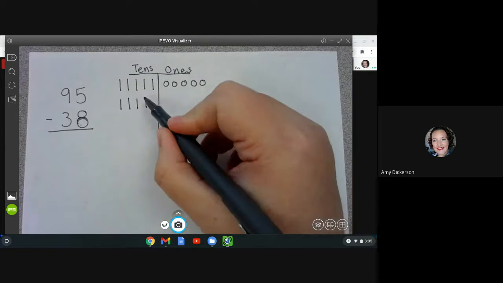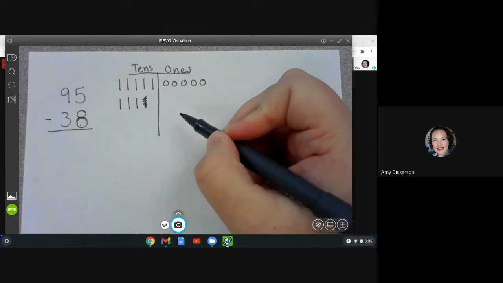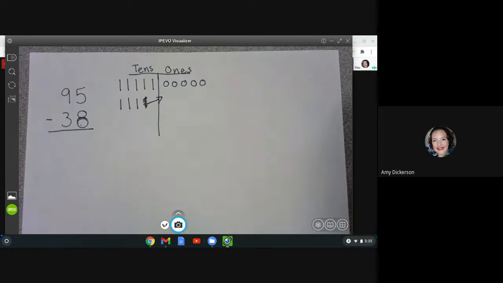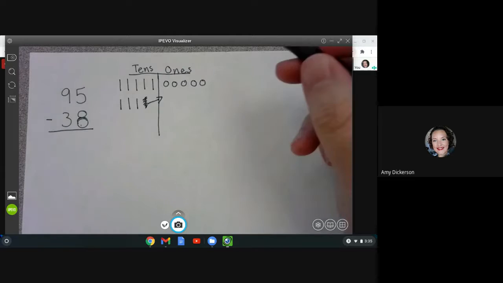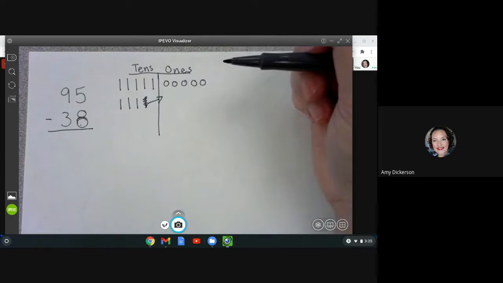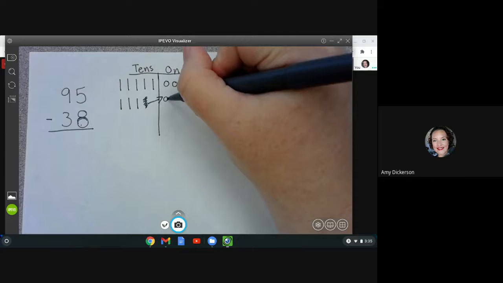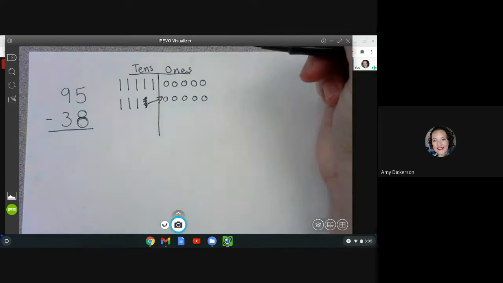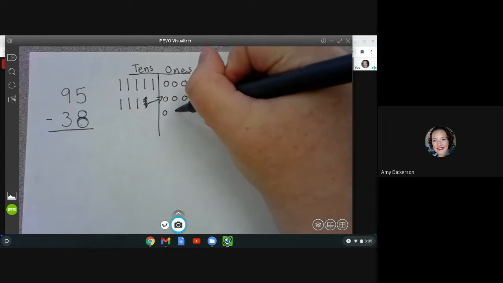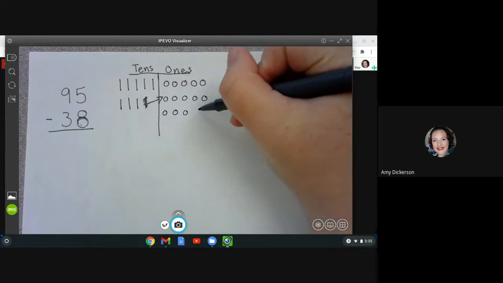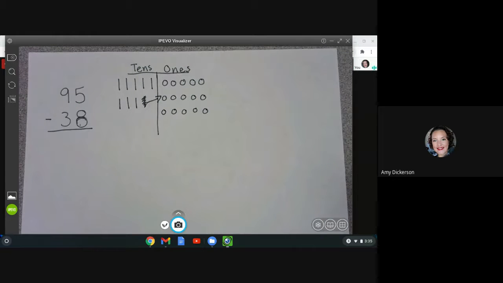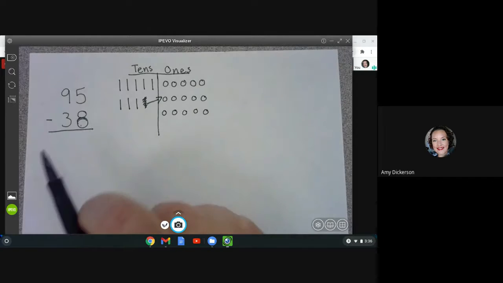I do that by crossing a 10 out, and I'm going to draw an arrow to show that I am breaking it up into ones. So I'm going to draw 10 ones. 1, 2, 3, 4, 5, 6, 7, 8, 9, 10. Now I definitely have enough to take 8 away.